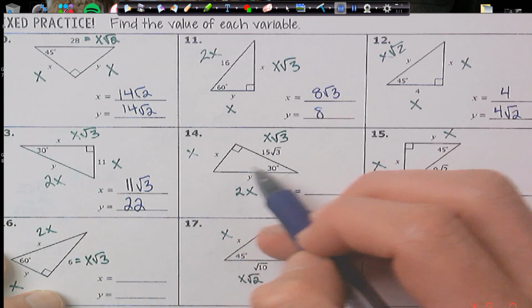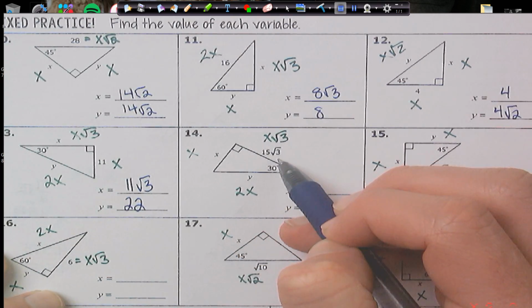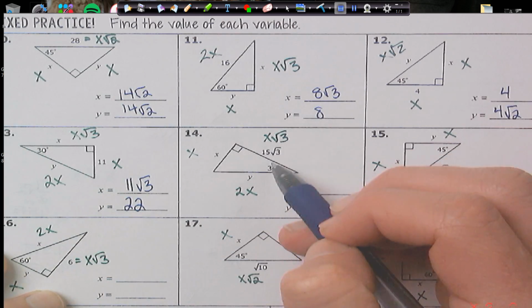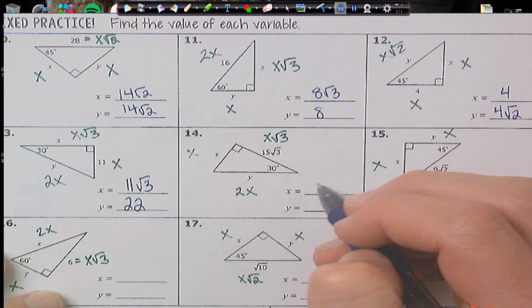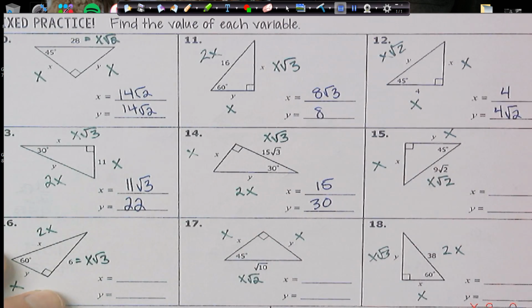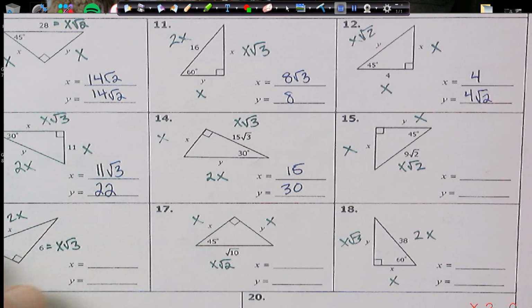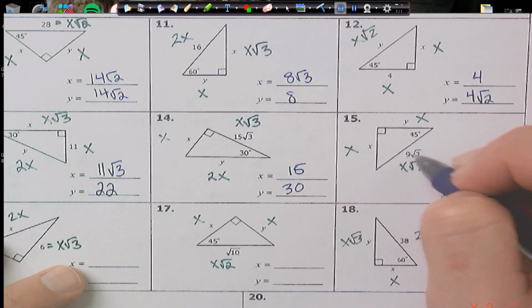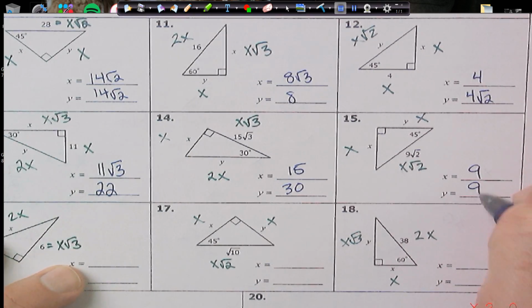Over here, we're going to get 15 rad 3. So the x and the 15 match up with each other, so this is going to be 15. That's going to be double it, which is 30. The 9 lines up with the x, so 9 must be the x.